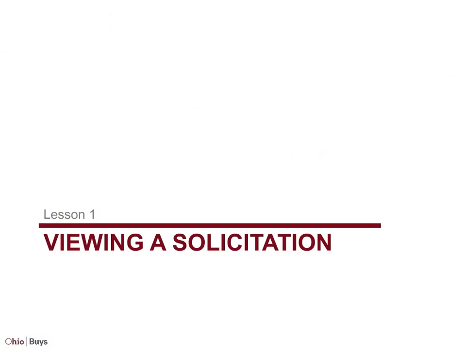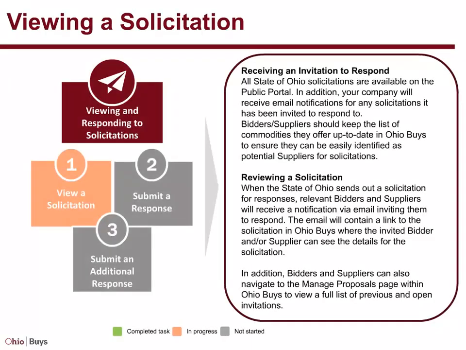Lesson 1. Viewing a solicitation. All State of Ohio solicitations are available on the public portal. In addition, your company will receive email notifications for any solicitations it has been invited to respond to. Bidders and suppliers should keep the list of commodities they offer up to date in Ohio Buys to ensure they can be easily identified as potential suppliers for solicitations.